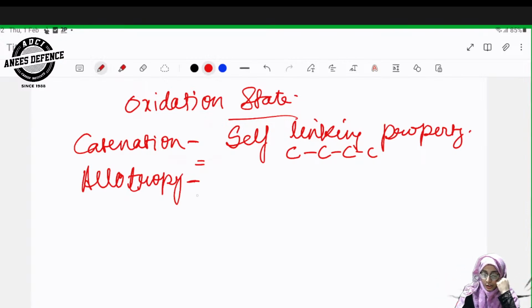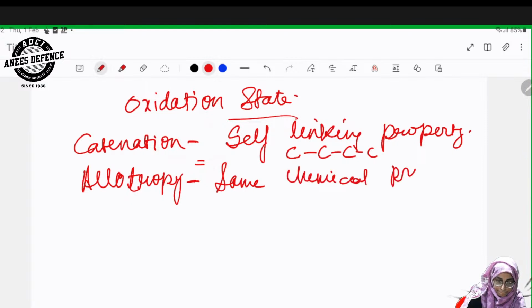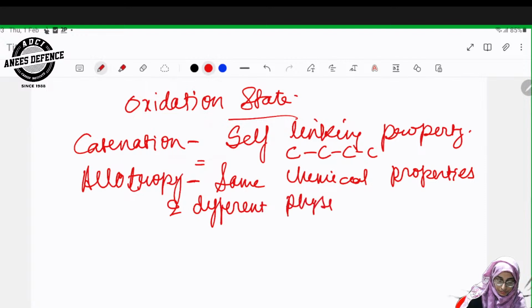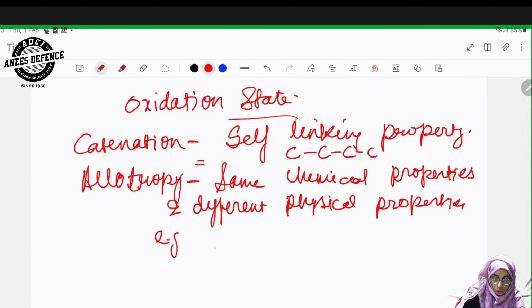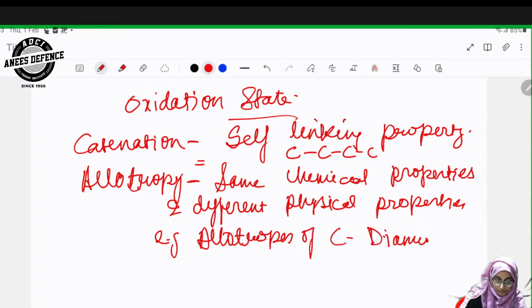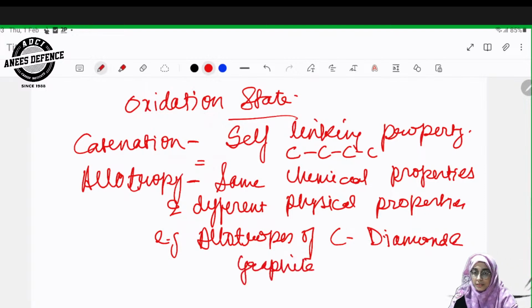Okay. Like the allotropes of carbon are, I can write here, same chemical properties and different physical properties. For example, allotropes of carbon. Allotropes of carbon are diamond and graphite.